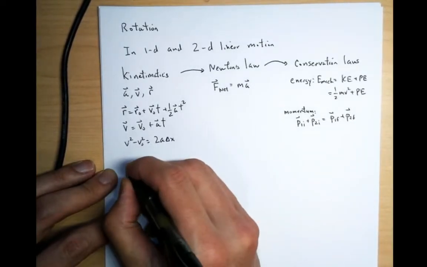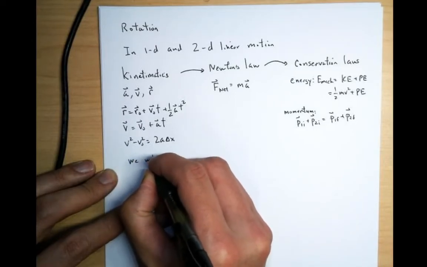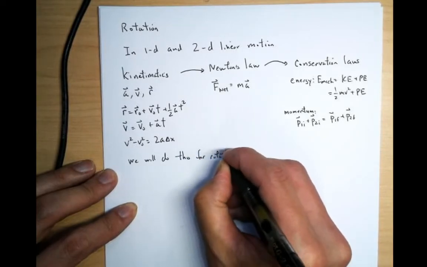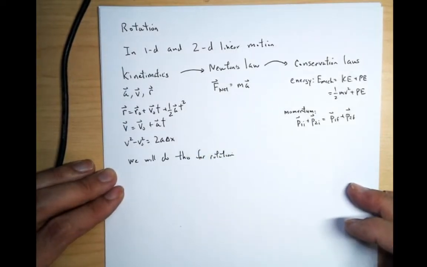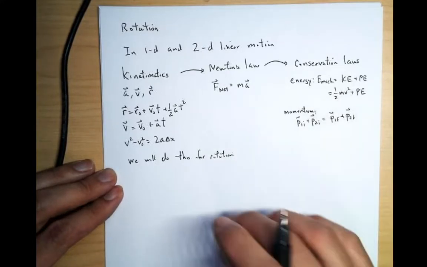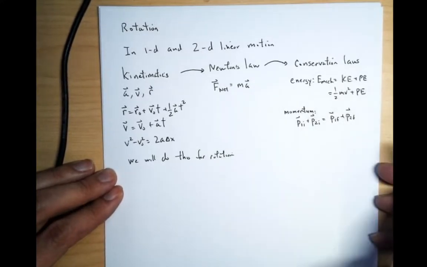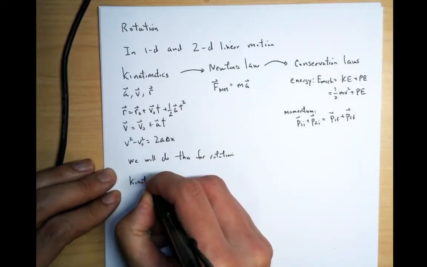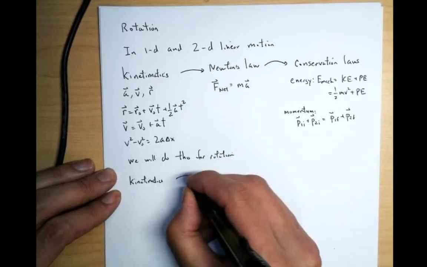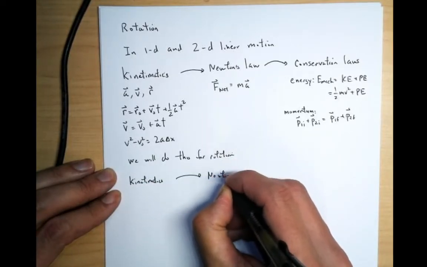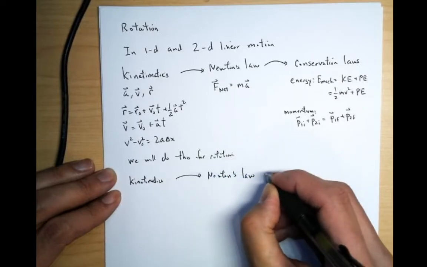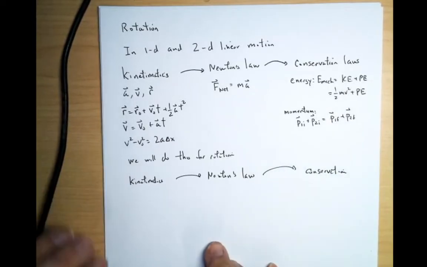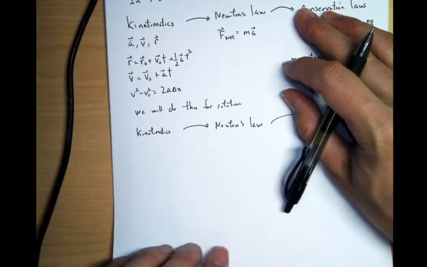Okay, so we're going to do basically the same thing for rotation. So we would do this for rotation. And I'm going to leave a big blank space right here, right? And we're going to come back to it and we'll write down what it is for rotation. But you could guess what it is. It's going to be something related to kinematics. Something related to Newton's laws. And then something related to conservation. Okay, all right, so let's leave some space. I will get back to this as we go on.